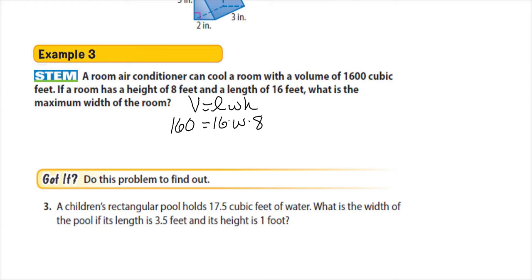And it looks like 16 times 8 is, maybe my calculator just froze on me. I don't know what happened there. My equals button quit working. There we go. 16 times 8 is 128. So this is going to be 160 equals 128W. We're going to divide that by 128. So 160 divided by 128, and we get 1.25.